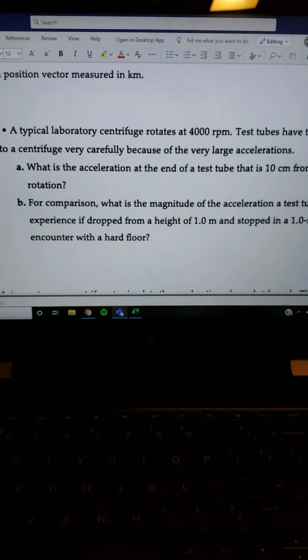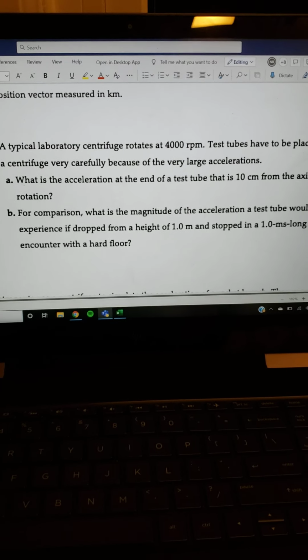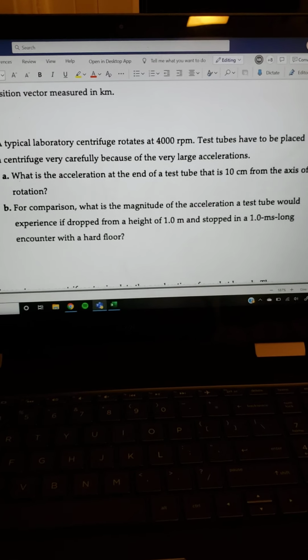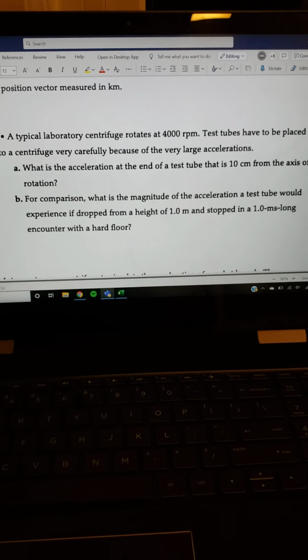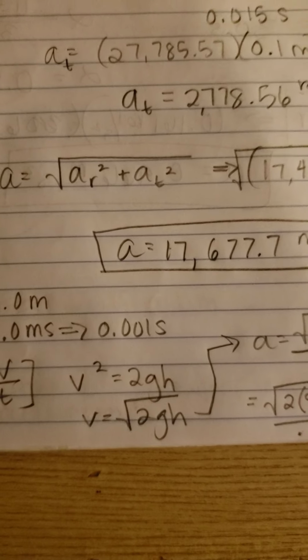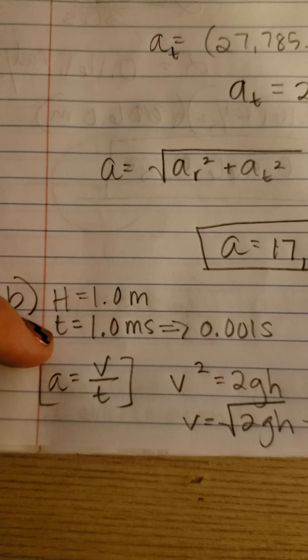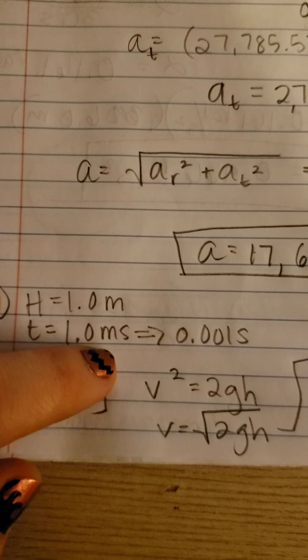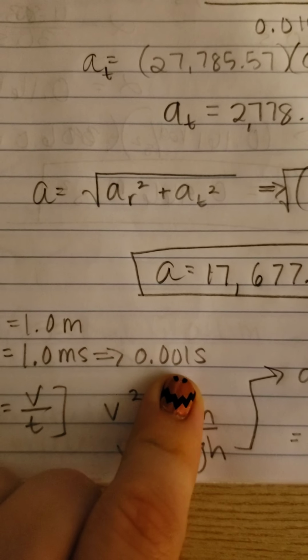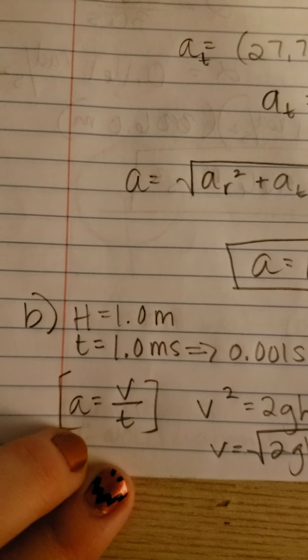So for part B, for comparison, what is the magnitude of the acceleration a test tube would experience if dropped from a height of 1.0 meters and stopped in a 1.0 millisecond long encounter with a hard floor? So this wants to know what the magnitude of acceleration is if that test tube were to fall. We know the height is 1.0 meters. We know the time is 1.0 milliseconds, which we can convert to seconds, 0.001 seconds. And we can just use this simple acceleration equation.